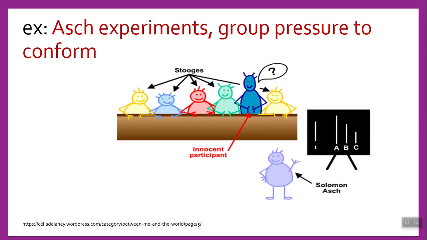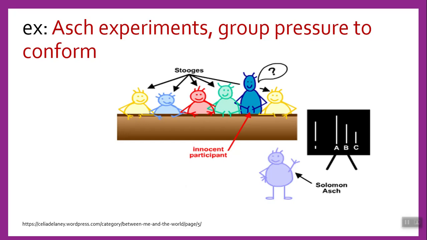Then, the 7 people before them began purposely giving the incorrect answer. They would all give the same incorrect answer. And this is what Dr. Asch was studying. Would this one person also give an obviously incorrect answer to a very simple question in order to fit in with the group, in order to conform? Or would they still be an individual and go against the grain of the group? So what Dr. Asch was studying was group pressure to conform.